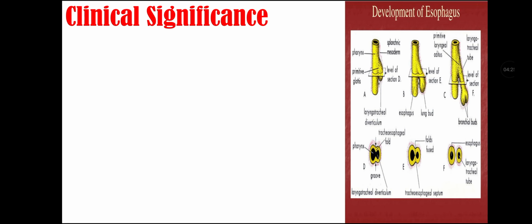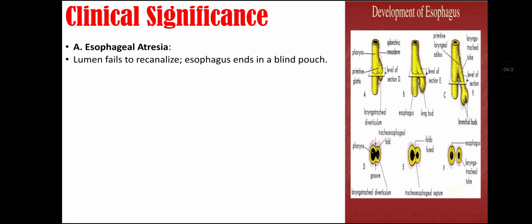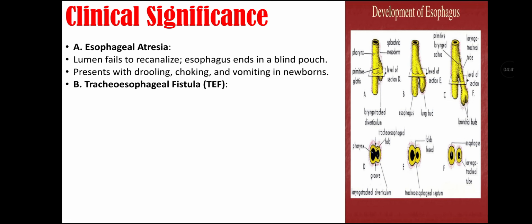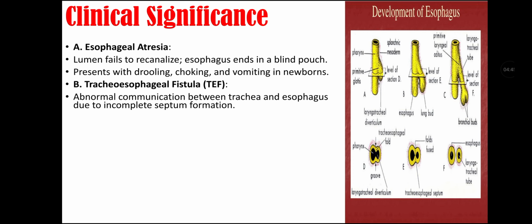Now let's talk about the clinical significance of development of the esophagus. First is esophageal atresia. When the lumen fails to recanalize, the esophagus ends in a blind pouch. It presents with drooling, choking, and vomiting in the newborn. The second significance is tracheoesophageal fistula. That is an abnormal communication between the trachea and esophagus due to incomplete septum formation.